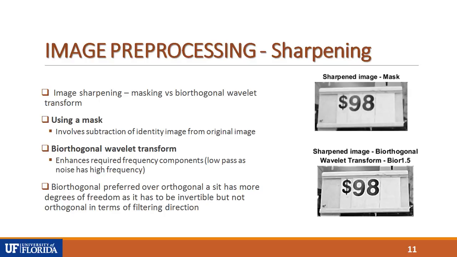A wavelet transform enhances the particular frequency components in the image that are required, rather than performing some kind of averaging operation on the image, because an averaging operation can affect both noise or unwanted data and wanted data. A wavelet transform basically performs a median pass or low pass and removes noise which has high frequency and enhances the required frequency components to produce a more sharpened image as shown on the slide.